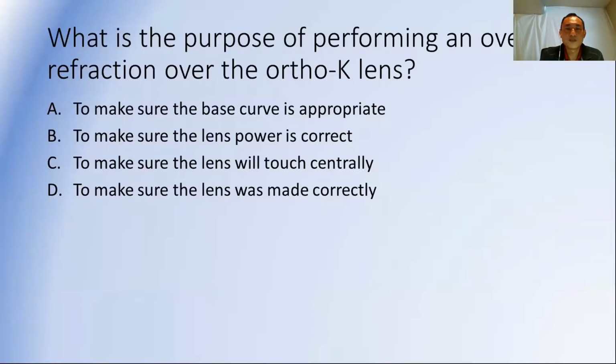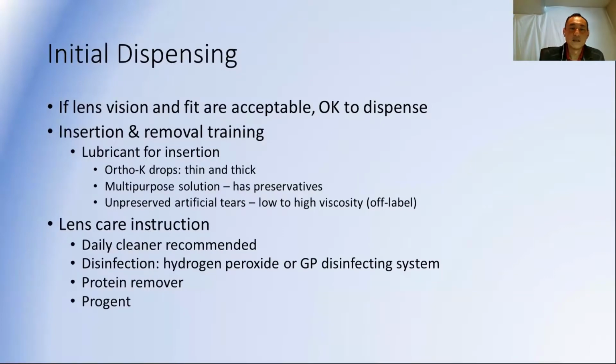Okay, so the purpose of actually doing the overrefraction is not to make sure the lens power is correct. It's really to make sure the base curve is appropriate. Because if the base curve is proper, then the patient should have good vision with the lens on. If there's an overrefraction, then the lens is either too steep or too flat. If you're finding a myopic overrefraction, -0.50, -1 diopters, that means the lens is not flat enough. And that's usually because you didn't select the lens properly in the beginning, or if the lens was proper in the beginning, then they become more myopic over time.